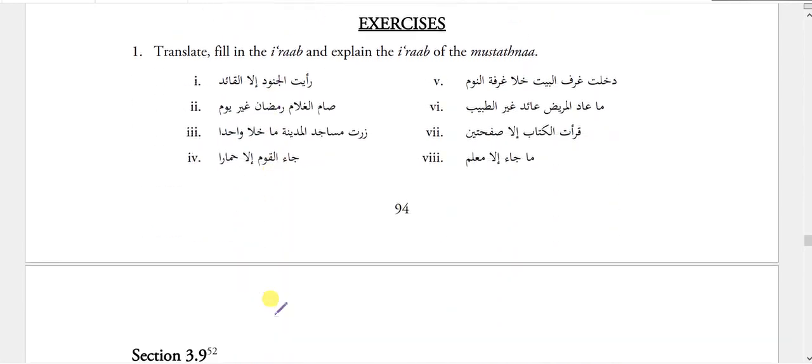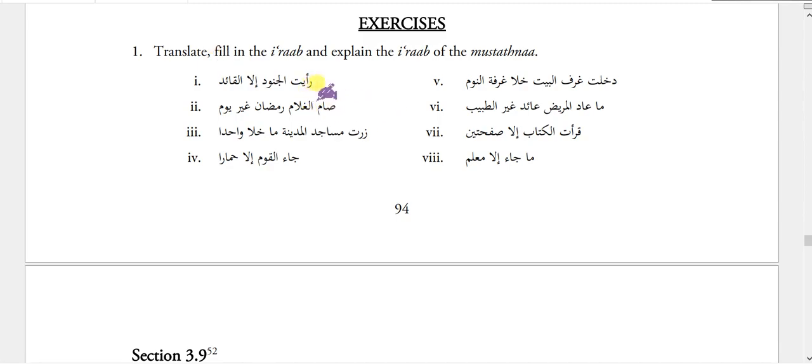Now translate, fill in the i'rab and explain the i'rab of the mustasna. Ra'aytu al-junuda illa al-qaida. It's a simple sentence. Harf illa is used, mustasna minhu is used, and mustasna is used. So the i'rab is mansoob. Ra'aytu means I saw, junud means army, illa means except, al-qaid means leader. Now translate your own.